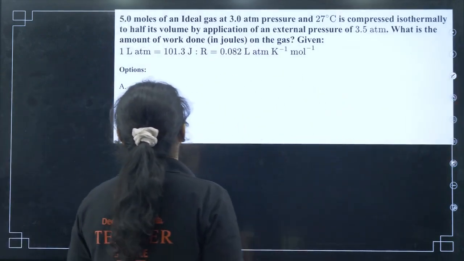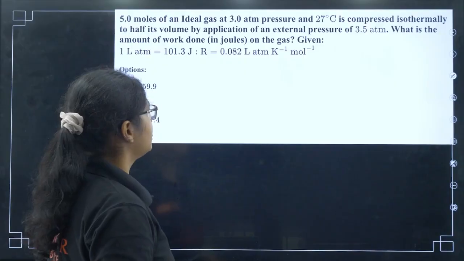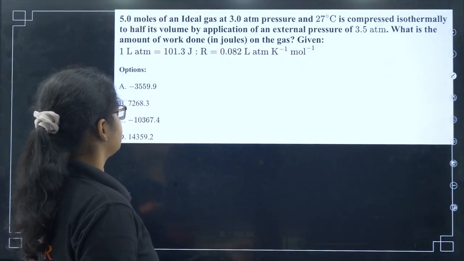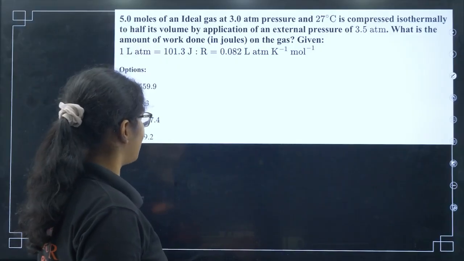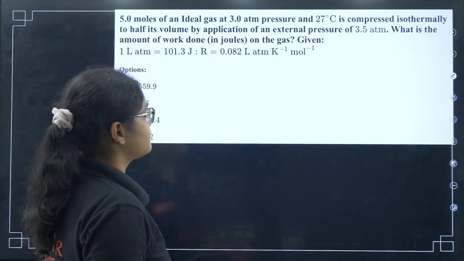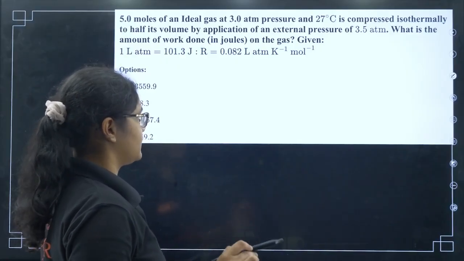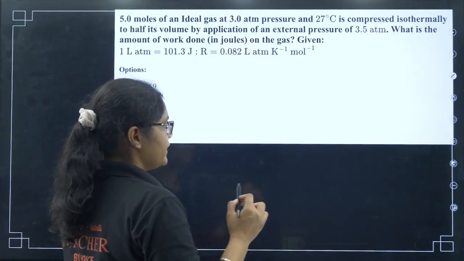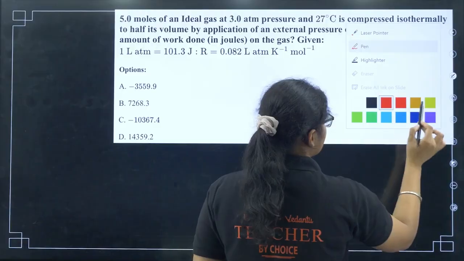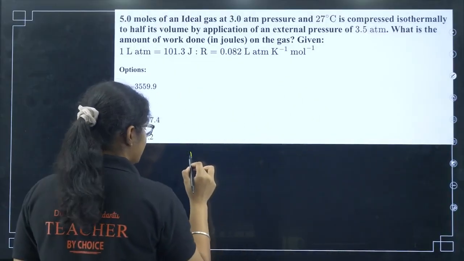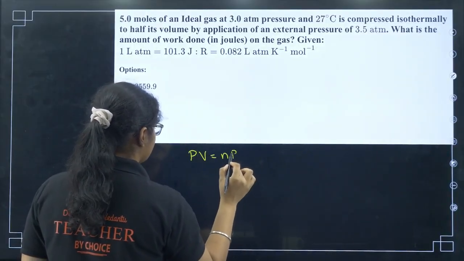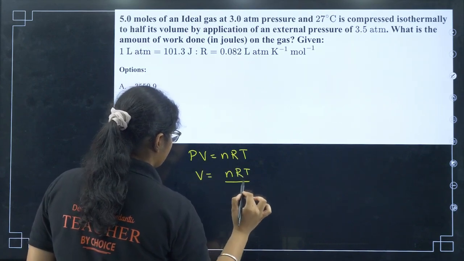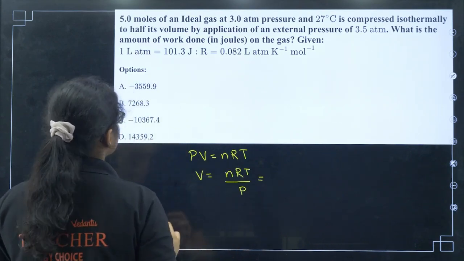Next question: 5 moles of an ideal gas at 3 atm pressure and 27 degrees Celsius is compressed isothermally to half of its volume by the application of an external pressure of 3.5 atm. What is the amount of work done on the gas? Okay, so first let us calculate the initial volume. What we have is the ideal gas equation, PV equals nRT. So the volume formula is nRT by P.